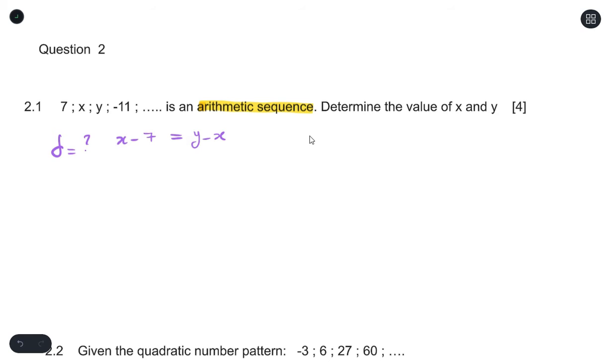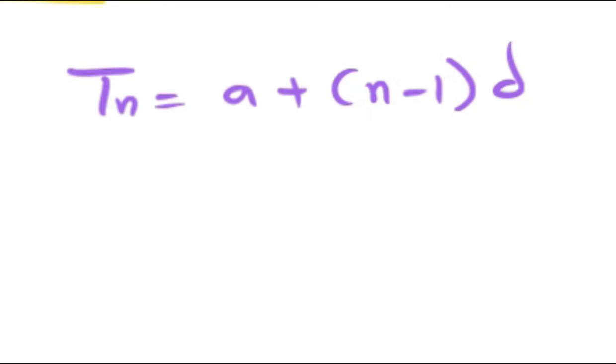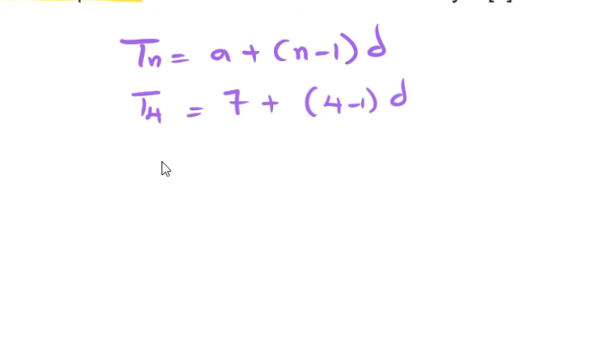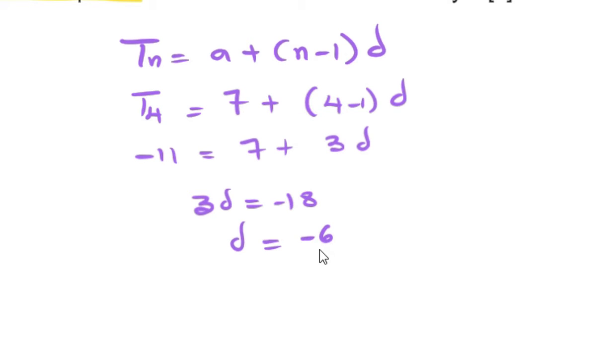Now, our arithmetic sequence formula looks like this. Tn is equal to a plus (n minus 1)d. Now our a from the question represents our first term, which is 7 over here. Now we notice that we do have some information in the fourth term over here, which is -11. We can put this into our arithmetic sequence formula, so it helps us find what our d is, right? So we say this. Now d gives us -6.